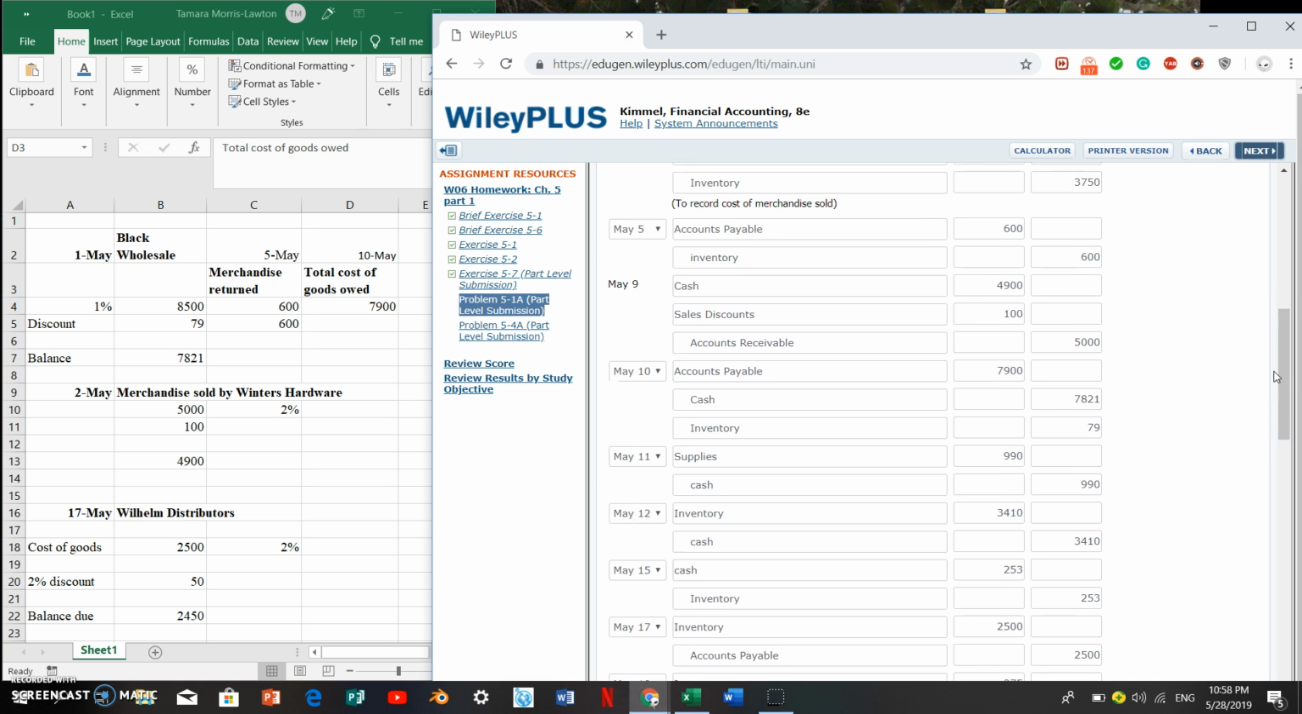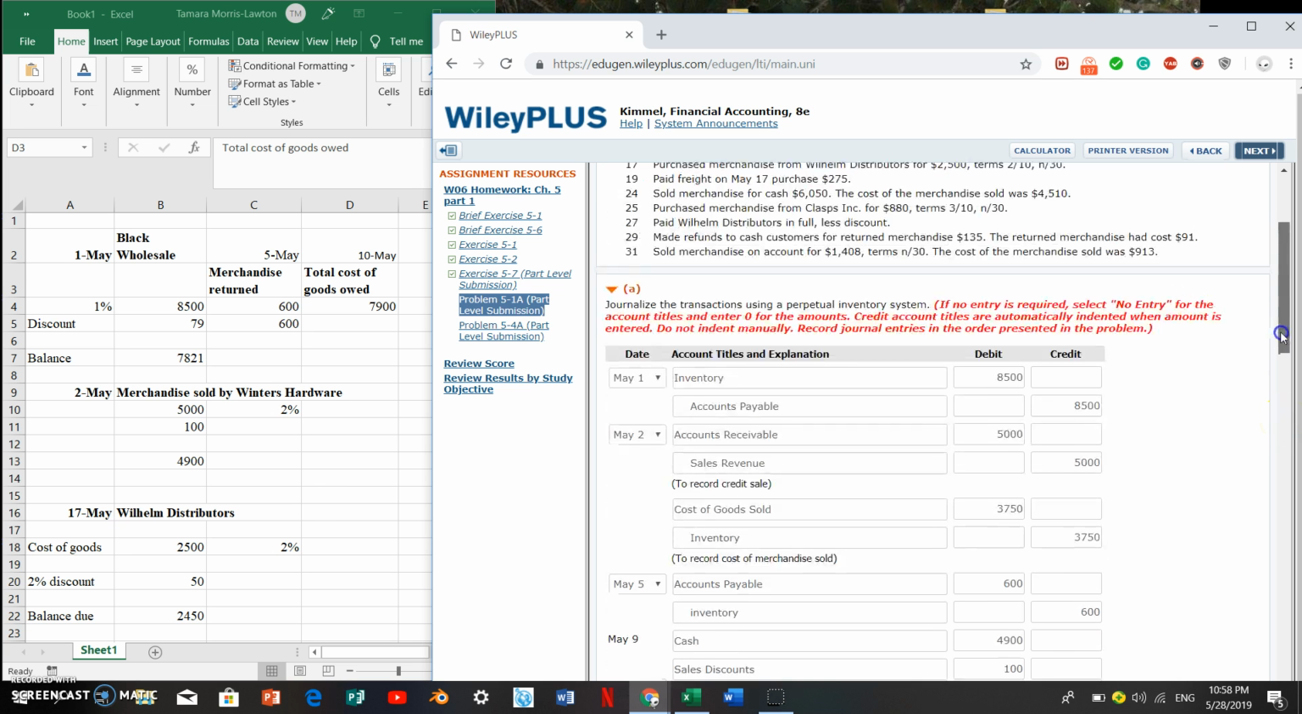We reflect this on May 15th. We would debit the cash account with the $253 and credit the inventory account with the $253 to show the amount of goods that would have left.